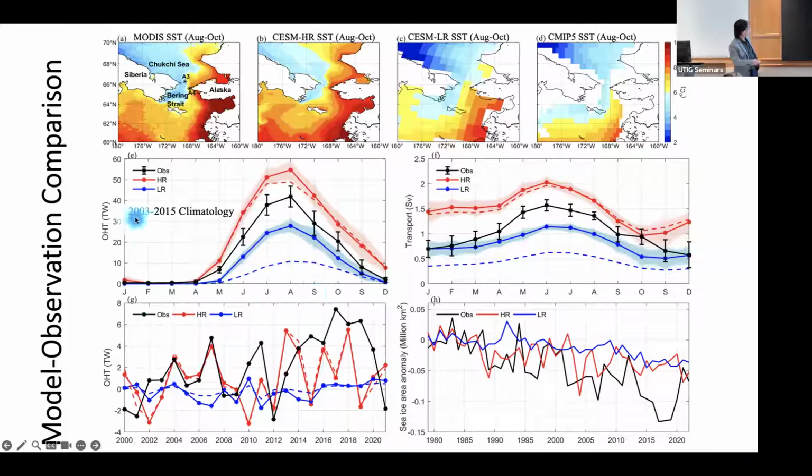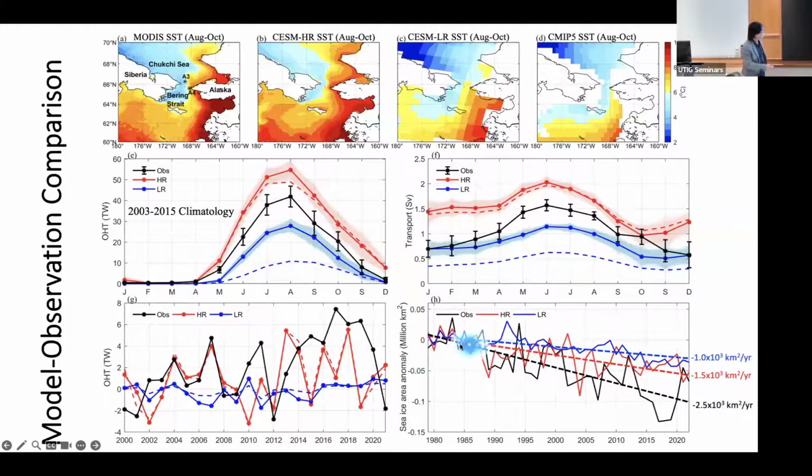And we use the data from 2003 to 2015. The bottom two panels show the anomaly. The black line shows the observation using the proxy method, the red line shows the high resolution model simulation, and the blue line shows the low resolution model simulation. You can see the high resolution model actually captures this increasing trend.